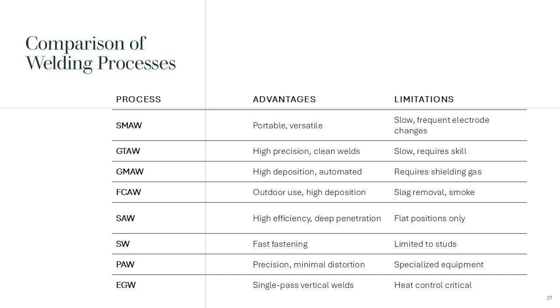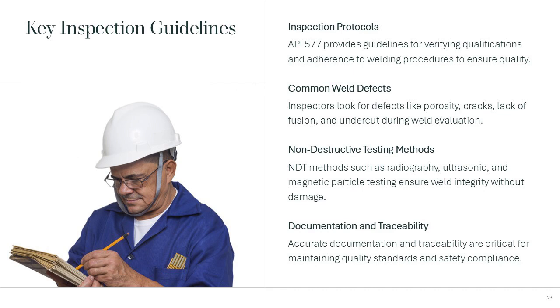Selection depends on material type, thickness, position, and project requirements. API 577 provides guidance on inspection and quality control for all processes to ensure safety and reliability. Key inspection guidelines. API 577 outlines inspection practices to ensure weld quality and compliance.